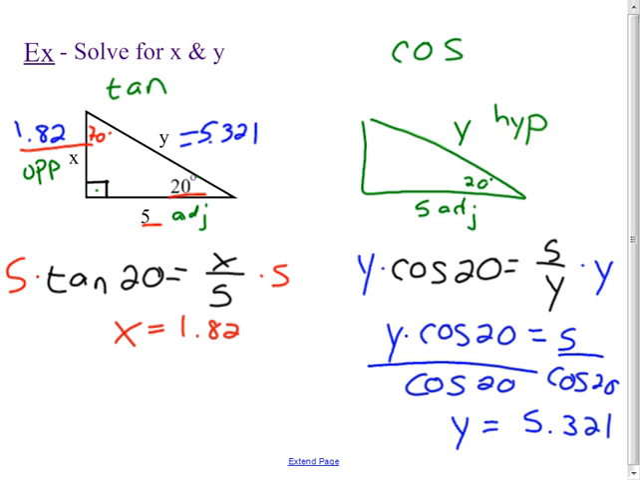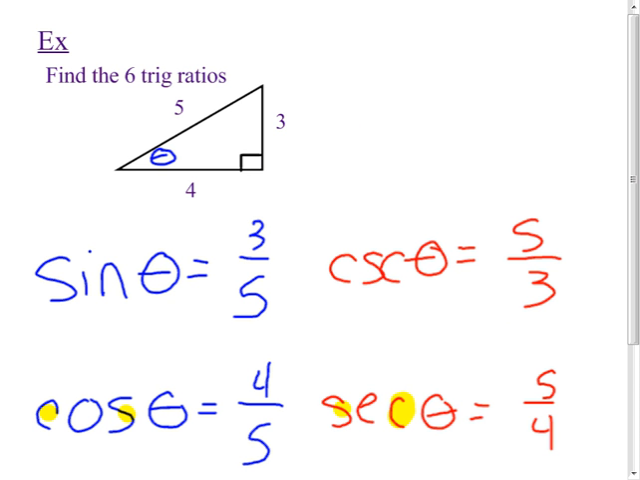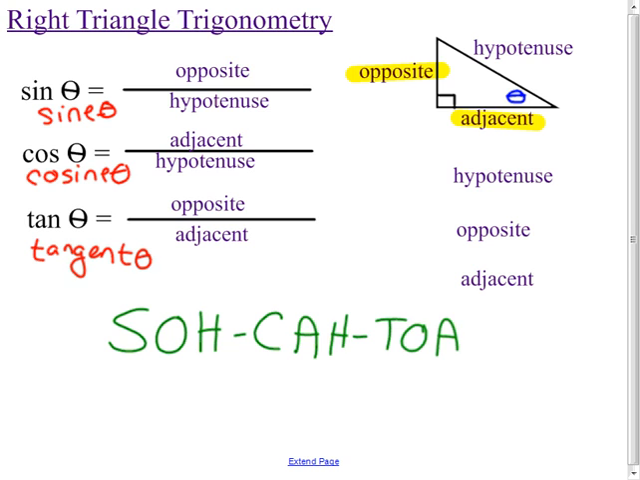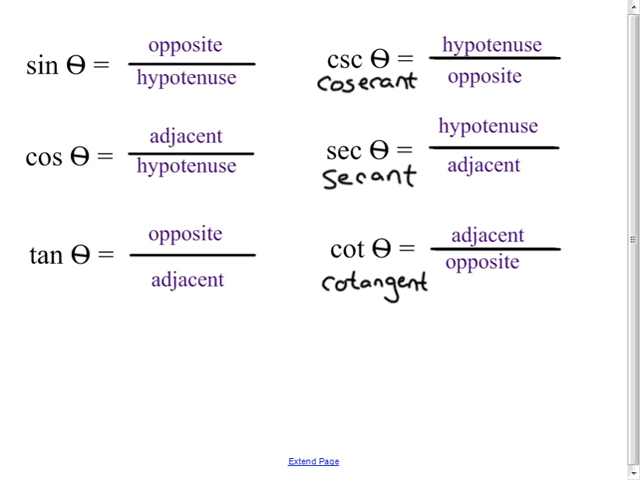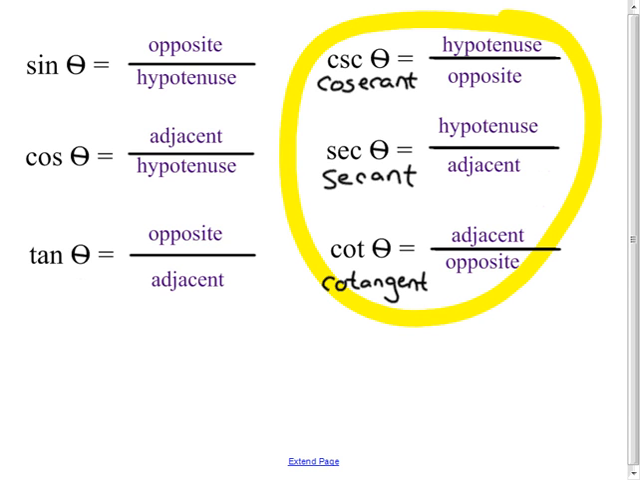So these are all the different types of ways you can solve right triangles, finding angles, finding sides, and remember, just do the Pythagorean theorem. Go back and practice, if I can find it, these 6 trig functions. Make sure you get comfortable with these new ones.